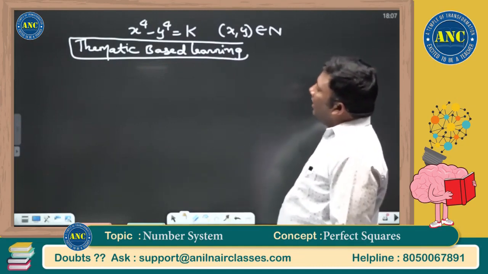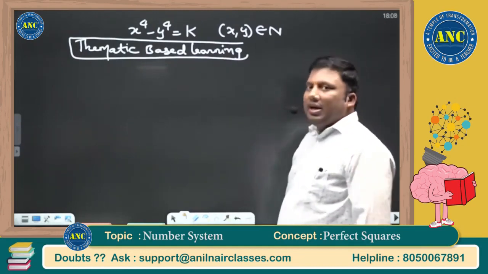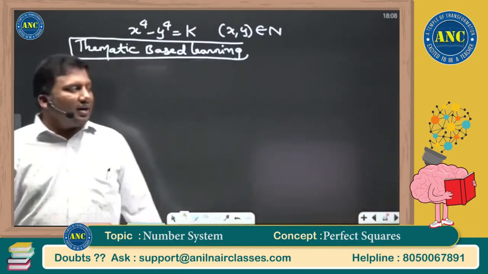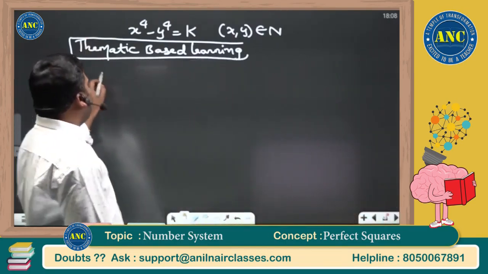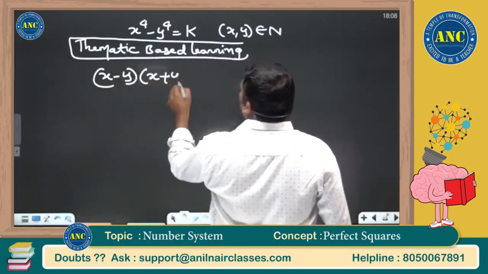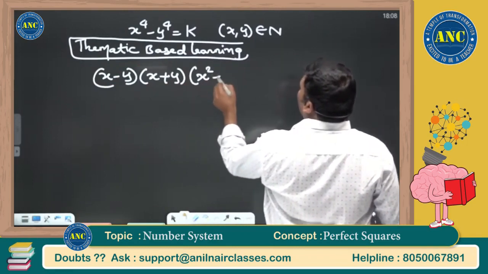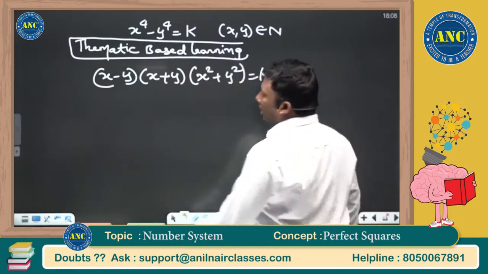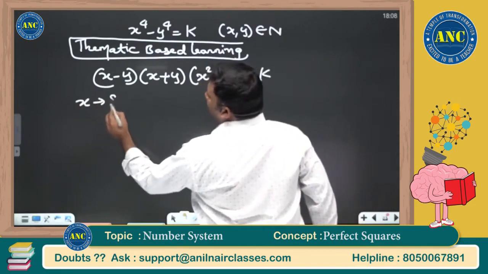x power 4 minus y power 4 equals k. x and y are natural numbers. How many values (x, y) will take? See the power of thematic based learning. This is nothing but (x square minus y square) into (x square plus y square) equals k. x and y are natural numbers. What is the theme that we used?